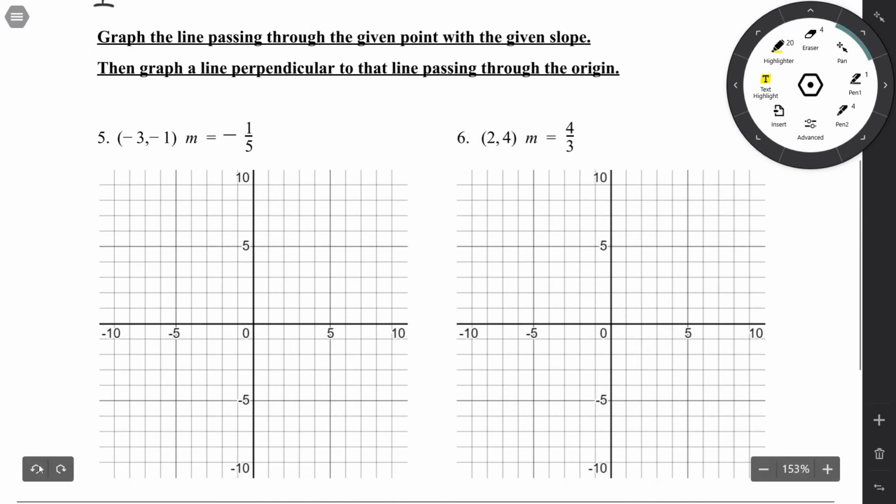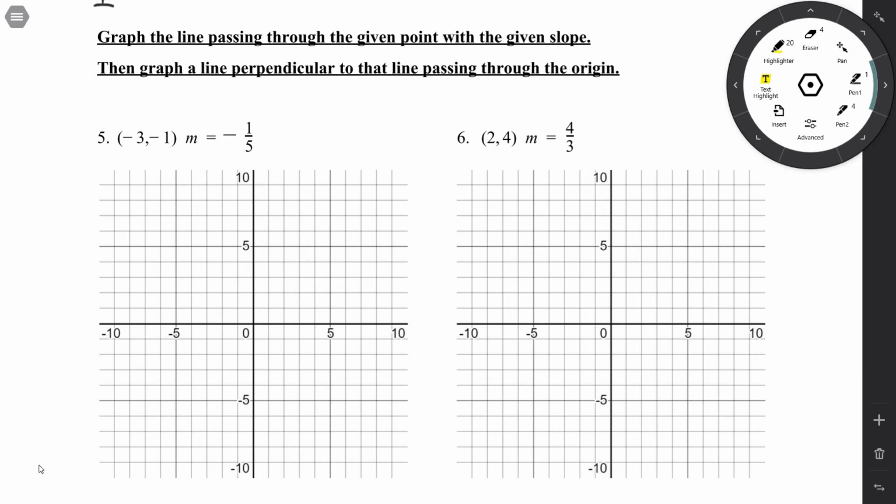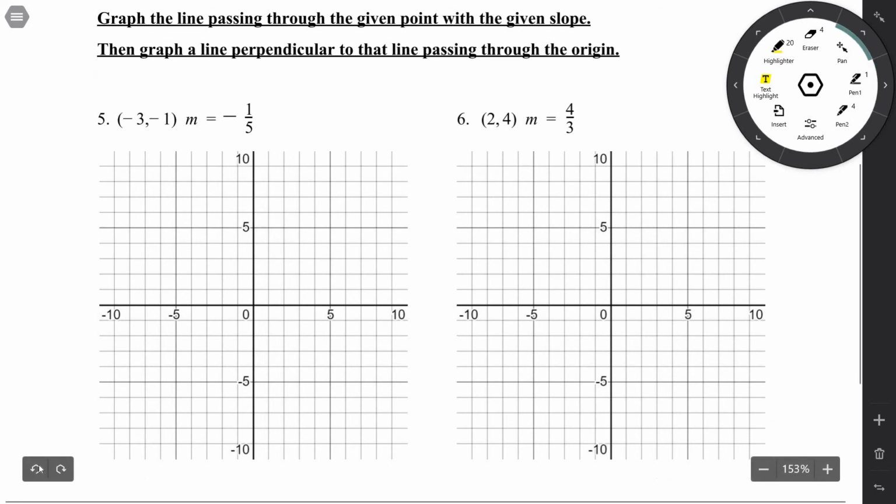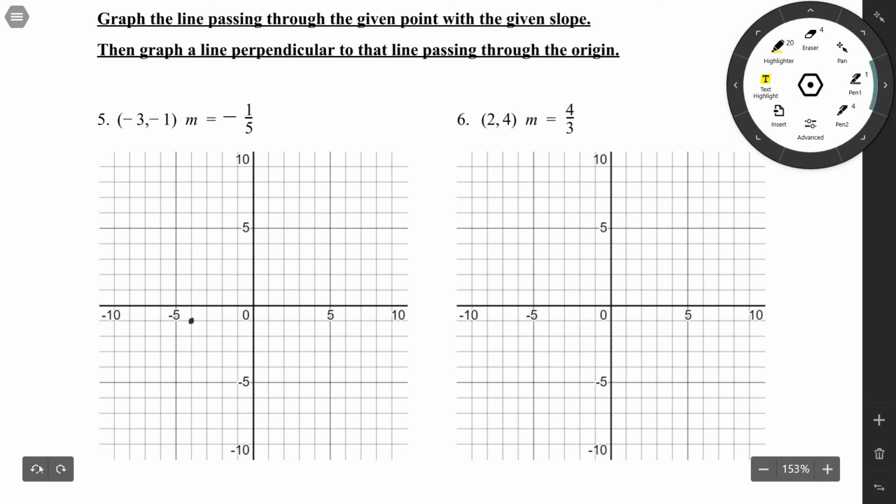Let's see. Graph the line passing through the given point with the given slope. Then graph a line perpendicular to that line passing through the origin. Okay, so we're going to have to find the perpendicular slope, which is just the negative reciprocal. We should be able to do that. Let's see. We'll start off at this one here, -3, -1. We're right here. And the slope is -1/5. So change of y is -1. So we go down 1 and +5. 1, 2, 3, 4, 5.